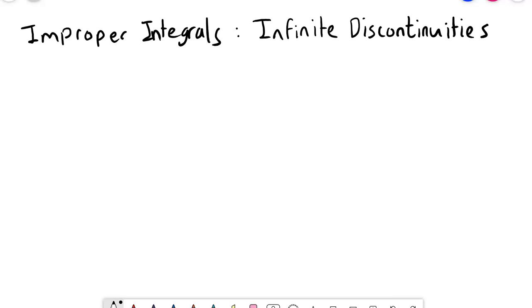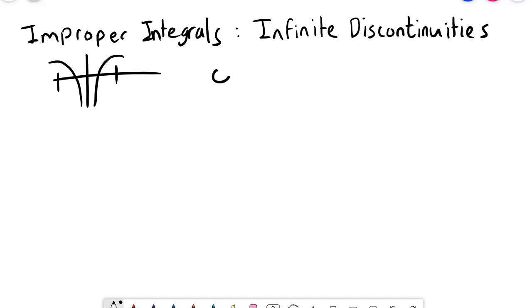Now we're going to talk about improper integrals with something called infinite discontinuities. And I don't mean that there's an infinite number of discontinuities. I mean the type of discontinuity is the infinite one, meaning that, just a quick example, we have something that dips down to infinity and then maybe comes back up. And we want to find, let's say, the area from here to here. We have to somehow traverse that discontinuity.